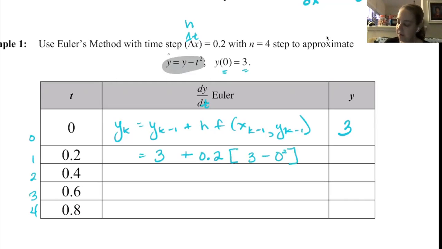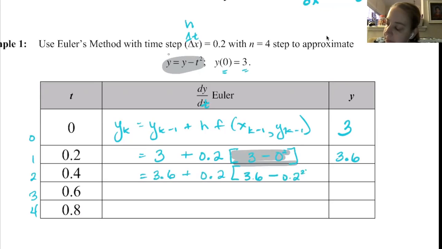Okay, so grab your calculator. 3 times 0.2 plus 3, I've got 3.6. So my new y value is 3.6. And then I do it again. So my next y value is going to be the previous y value, which is 3.6, plus that h, which is that delta x or delta t, depending on the variable, is 0.2. Remember, this is the function. My previous y value was 3.6 minus my t value, which is 0.2 squared. I told you you needed your calculator today. So 3.6 minus 0.2 squared times 0.2 plus 3.6, and I get 4.312.